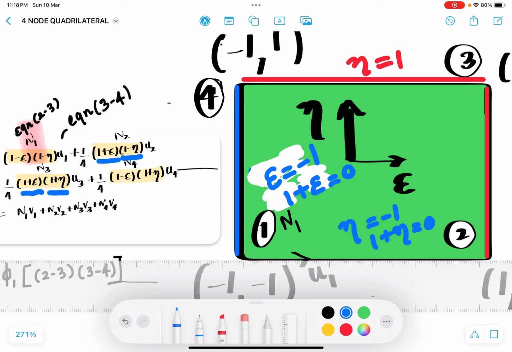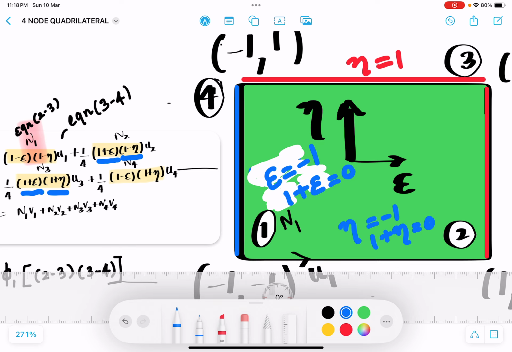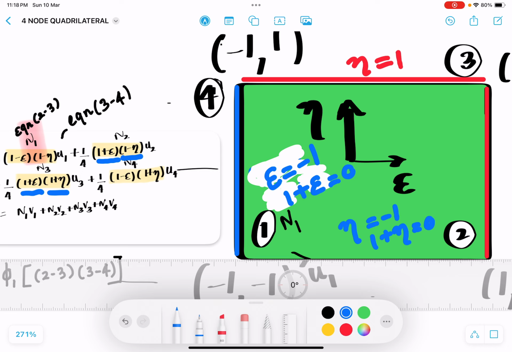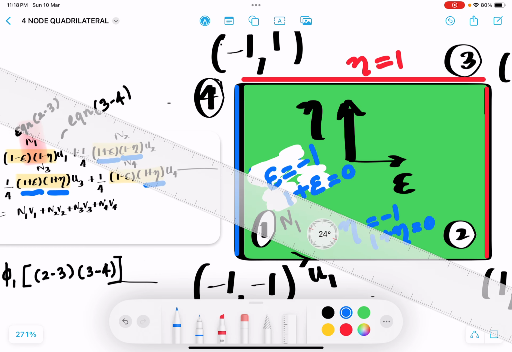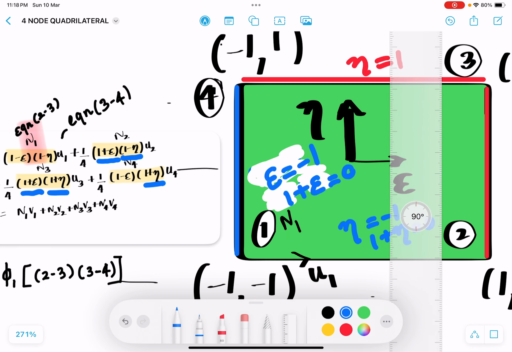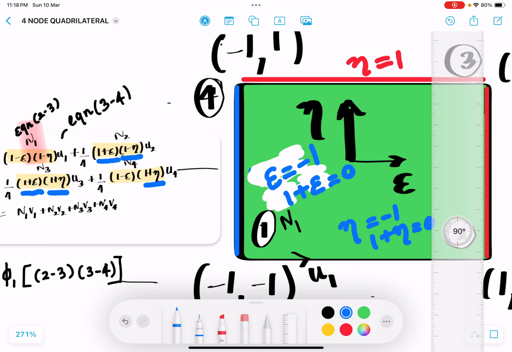Okay, the same for n4. n4 is already this equation of the line 1, 2, in which case it is 1 plus eta, and the line equation that should not cross nodal point 4, which will be this line, in which case it is epsilon is equal to 1.